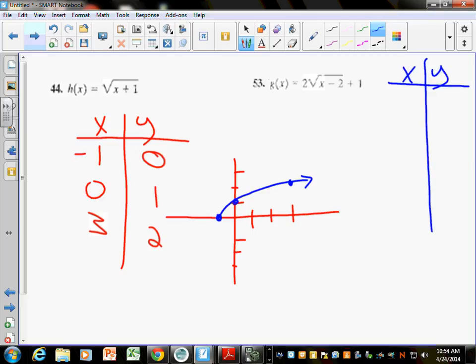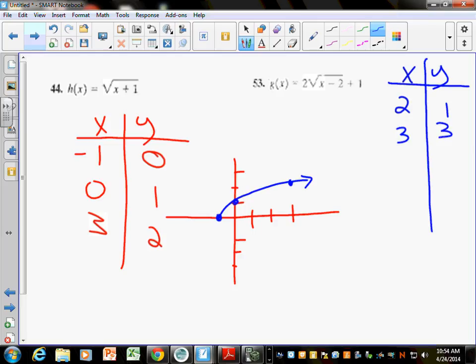You get to use a calculator on this, which means you could pick not perfect squares and get decimals. But for me, I'm always going to pick ones that give me nice numbers. I can't take a negative number in there, so I know that 2 is going to be the smallest number I could pick, because 2 minus 2 gives me 0, 0 plus 1 gives me 1. It's moved right 2 up 1. If I pick 3, 3 minus 2 is 1, times 2, 2 plus 1 is 3.